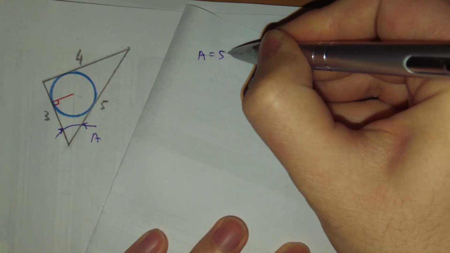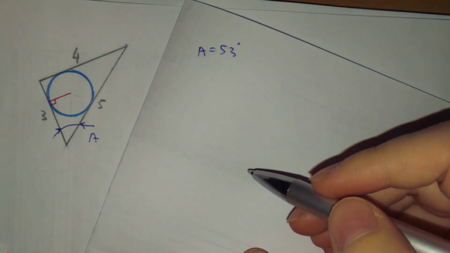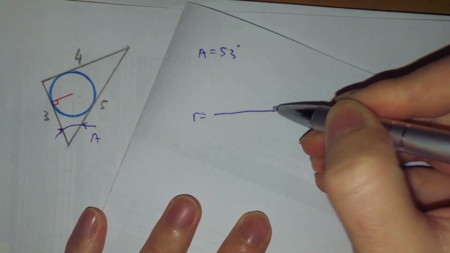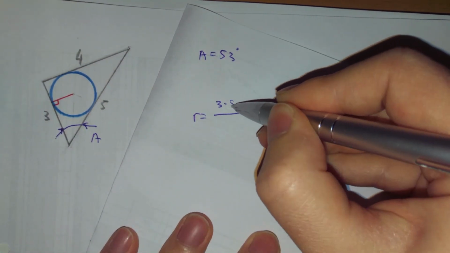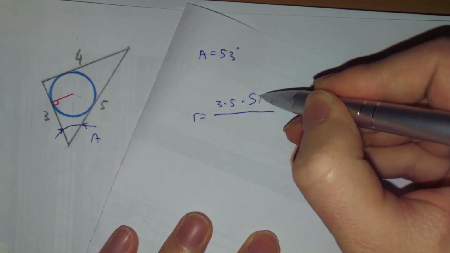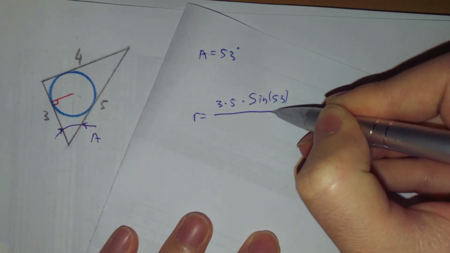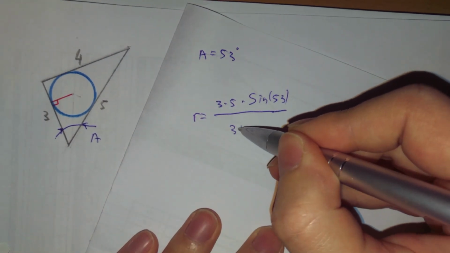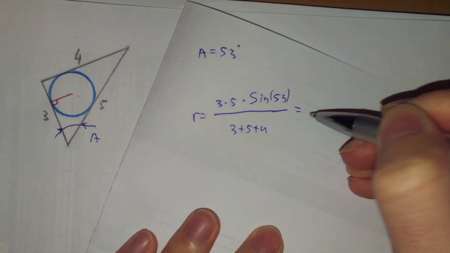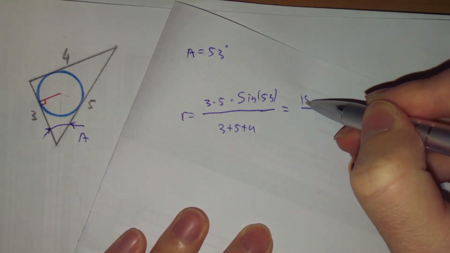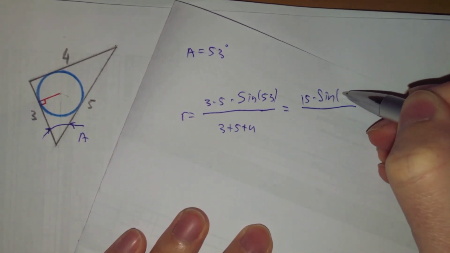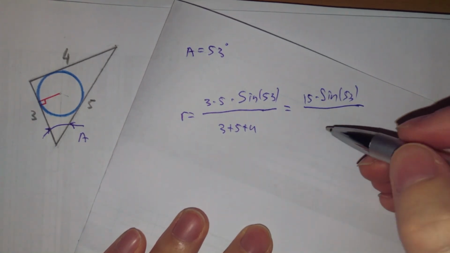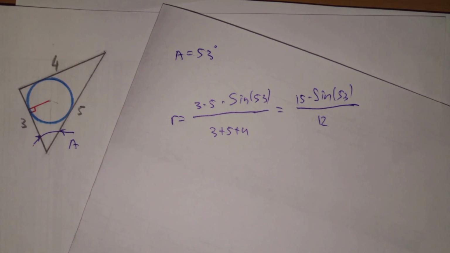This is 53 degrees. Now we are going to use the formula to calculate the radius here, which is r equals 3 times 5 times sine of A, which is 53, and divide all of that by the sum of all sides, 3 plus 5 plus 4. This is going to be equal to 3 times 5, 15, times sine of 53 over 3 plus 5 plus 4, which is 12. Let's see how much this is.